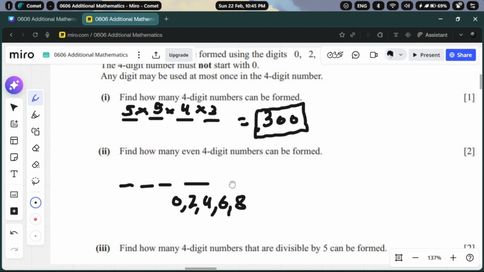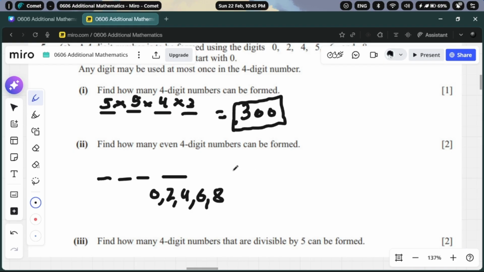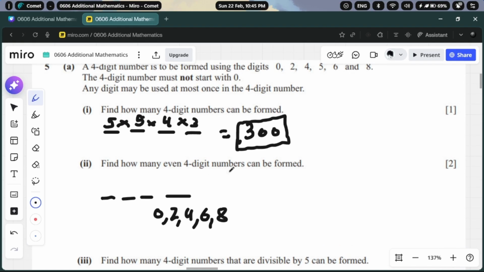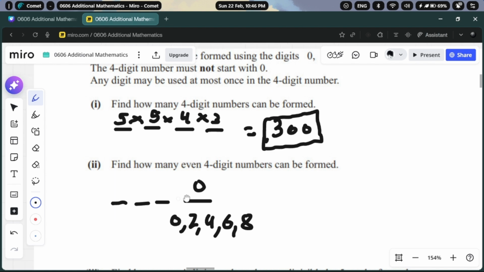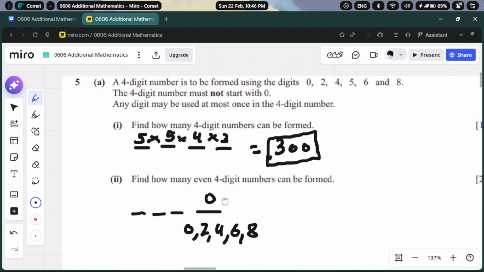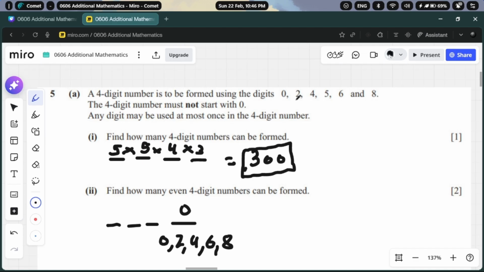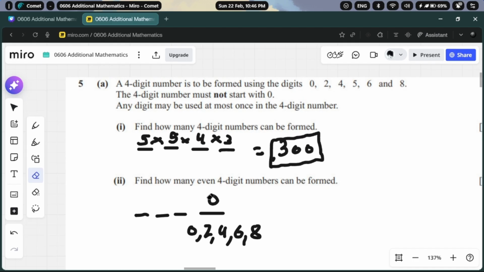Now, you would have to consider multiple cases for this. Let's say that it does end with 0, for example. In that case, you're left with essentially 1, 2, 3, 4, 5. So you're left with 5 possible digits to fit into these 3 remaining places. So that would be 5P3 when you consider only 0.